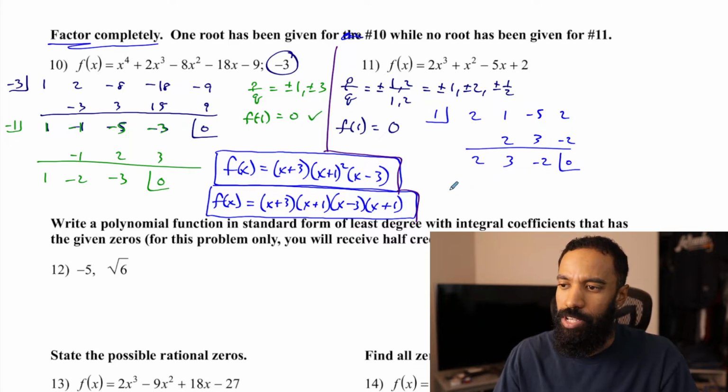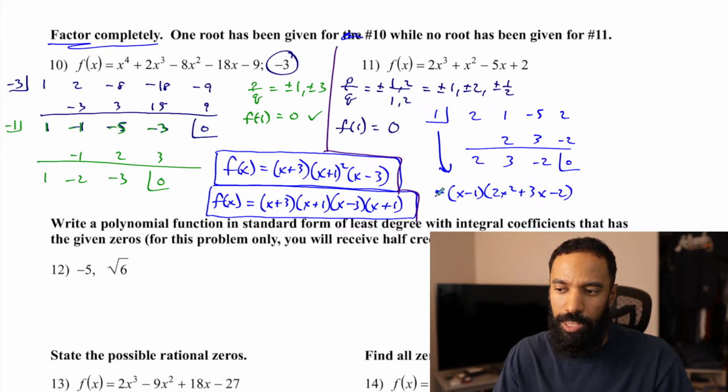So this thing factors out to x minus 1, that was this guy here, x minus 1 times this guy, 2x squared plus 3x minus 2. And we have to check and see if this can factor further. And I think you can bet it can. Let's check it out. 2x and x.